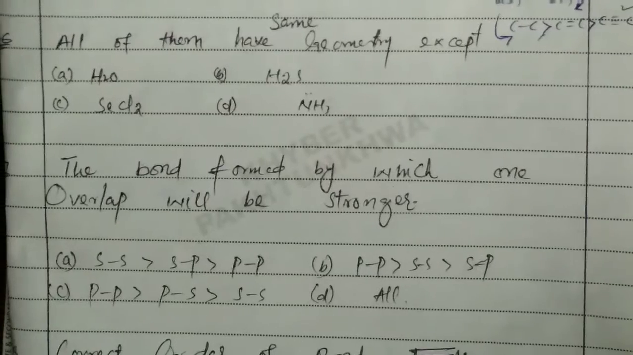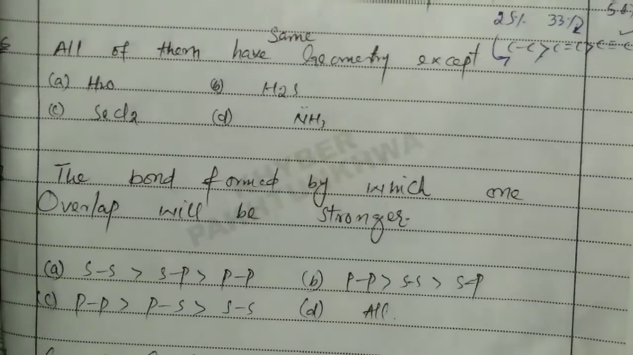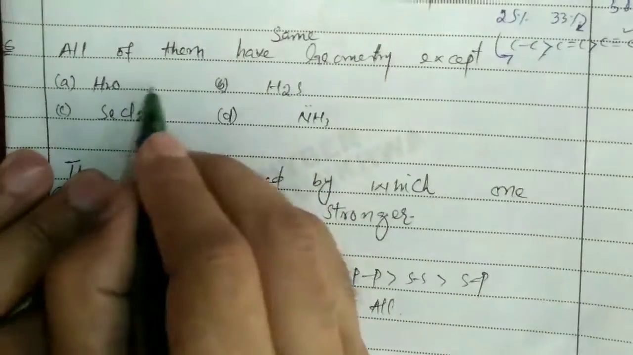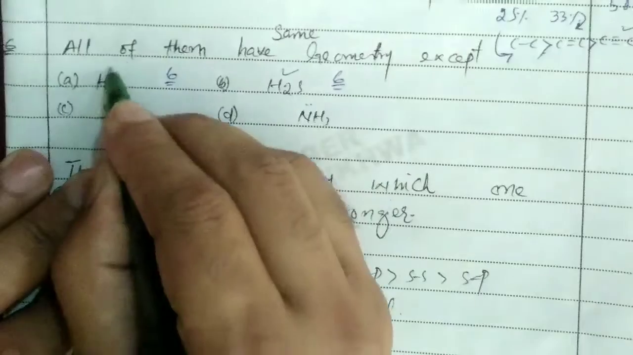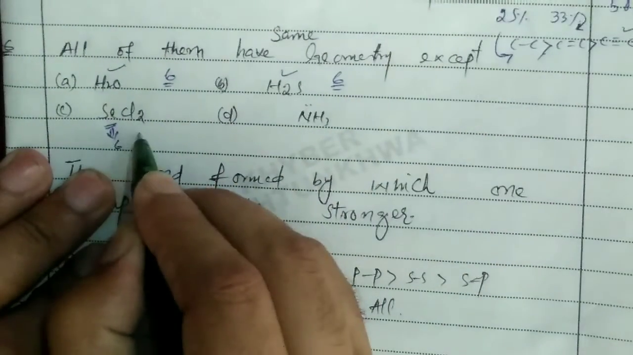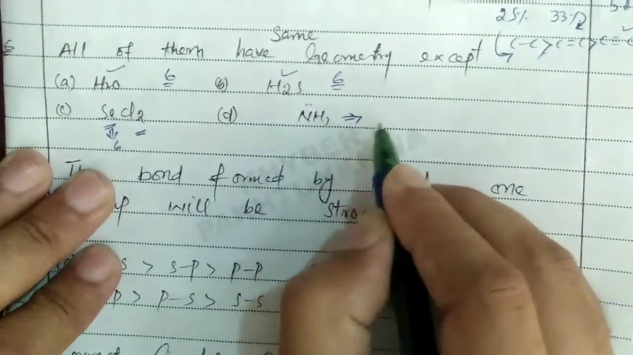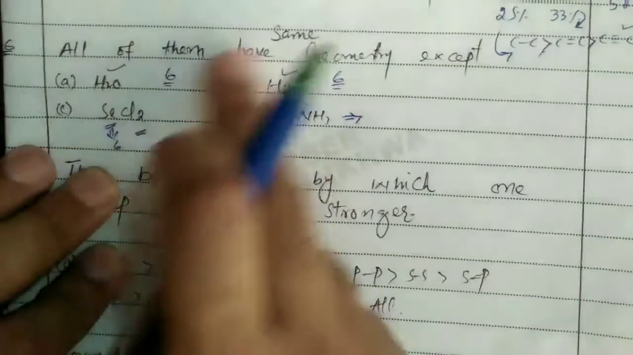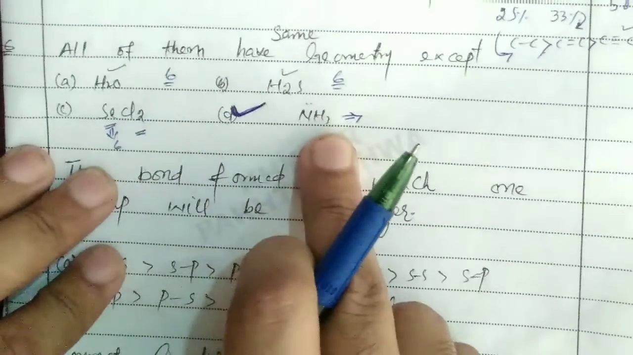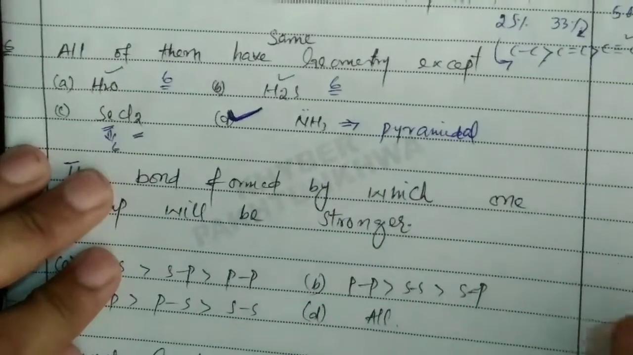Now consider question number 6. All of them have the same geometry except. In H2O, oxygen belongs to group number 6. Sulfur belongs to group number 6, and 2 hydrogens are here. Selenium belongs to group number 6, and 2 chlorines are here. So these three are angular, while this one is a pyramidal structure. So this one is the exception, meaning all these three have the same geometry, while NH3 has a trigonal pyramidal structure.